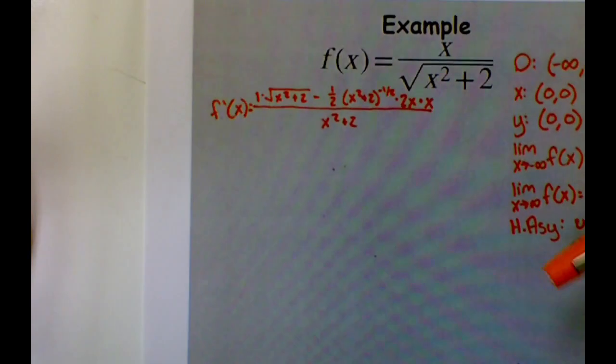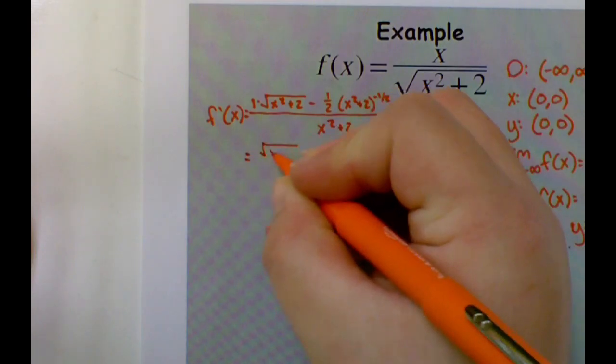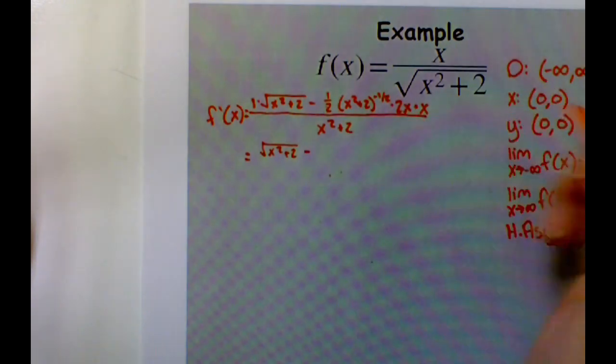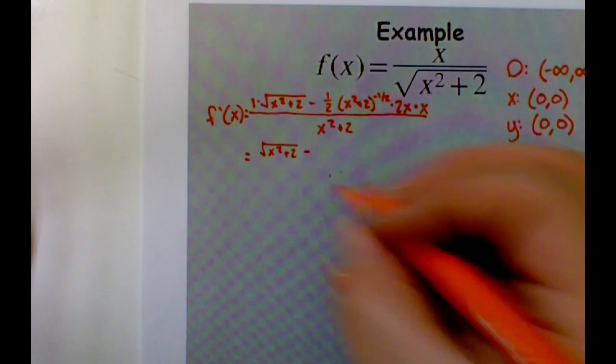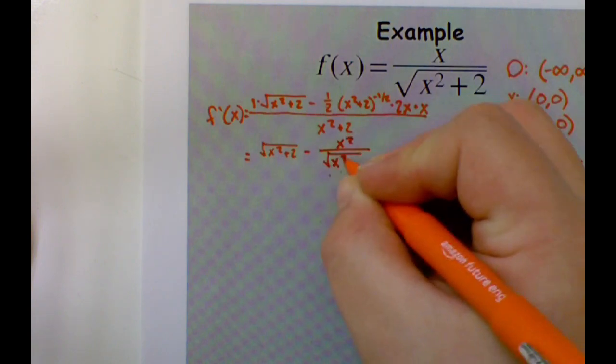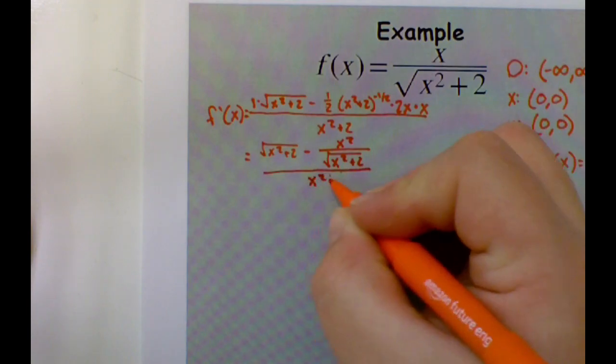The simplifying part is where it gets a little tricky. We're going to keep this as the square root of x squared plus 2. I'm going to cancel the 1/2 and the 2. I'm going to move this to the denominator, so I get x squared over the square root of x squared plus 2, all still over x squared plus 2.